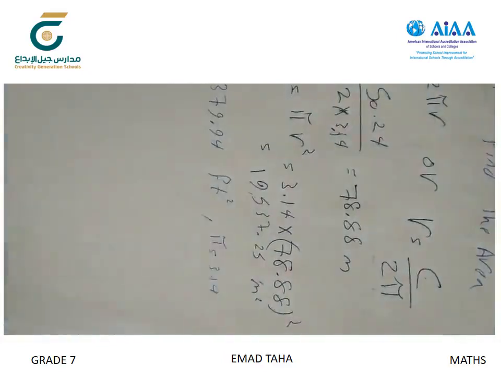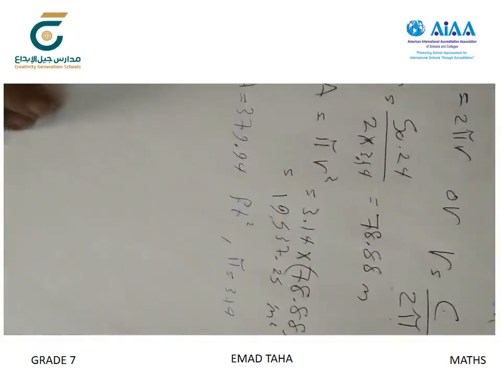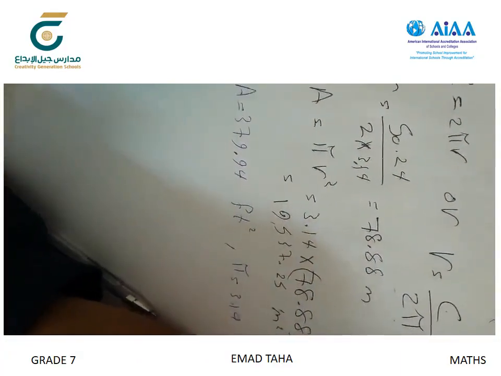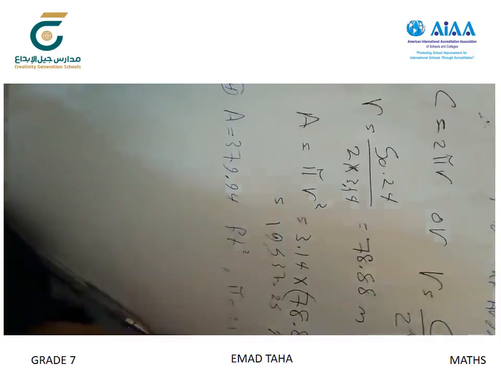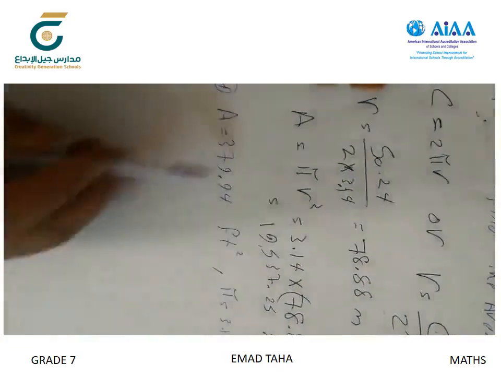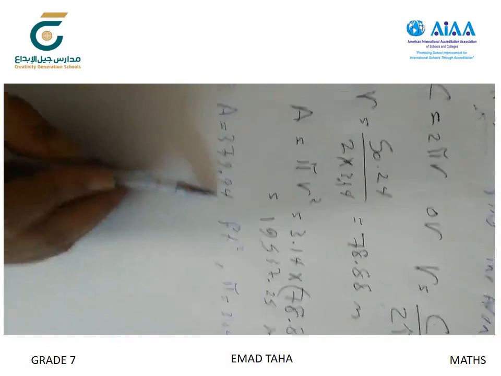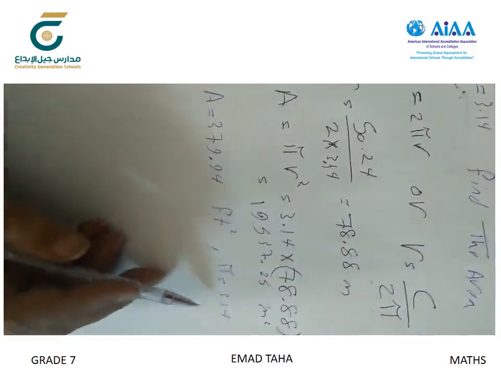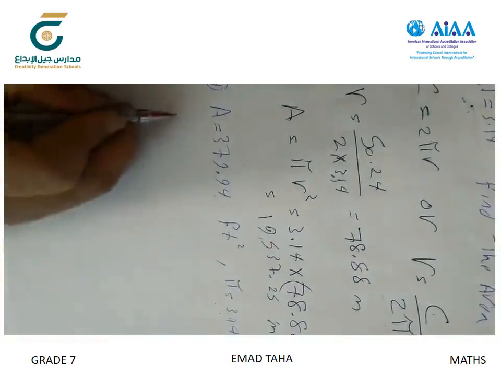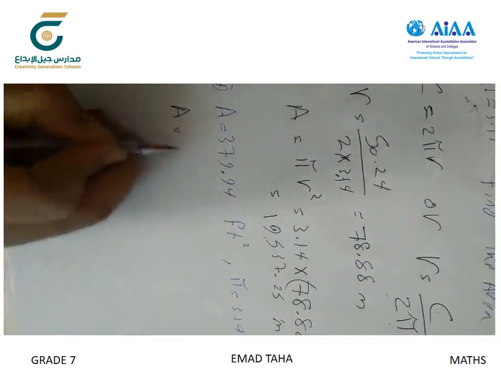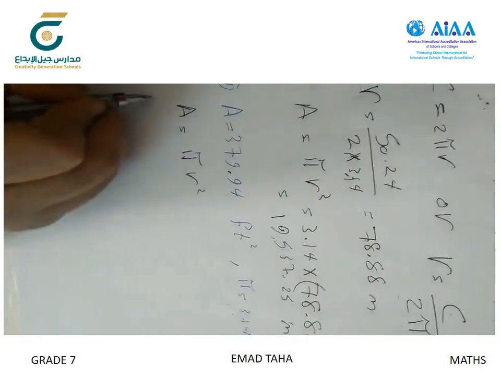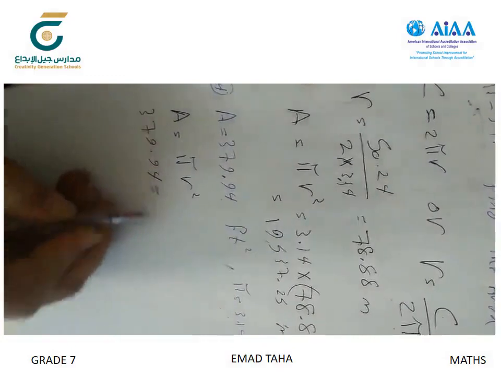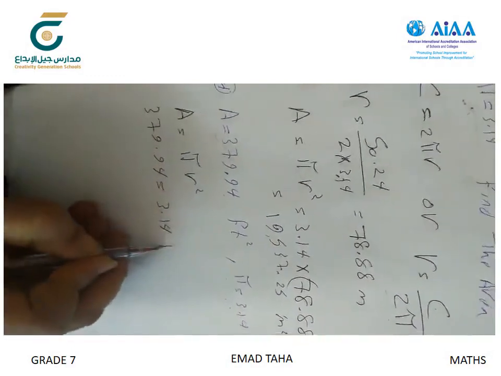Okay. Now, number 14. He gave me the area equals 379.94 and pi equals 3.14, and we want to find its radius. Okay, area equals pi r squared. Area equals 379.94 and pi 3.14 r squared.